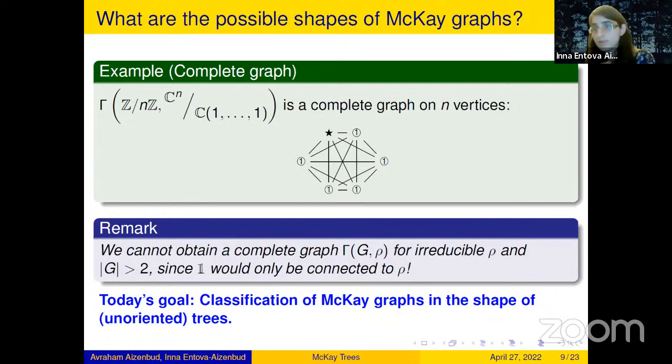And this question is easy to answer, because if we have an irreducible representation of a group, then the corresponding McKay graph will always have the vertex labeled by star, which corresponds to the trivial representation, which will only be connected to rho. So it will never be a complete graph.